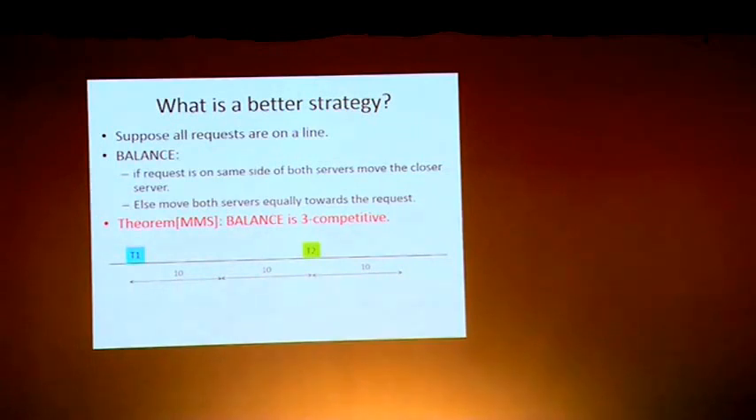So what is the algorithm? Again, the algorithm is very simple. If the request arrives on the same side, there are just 2 servers, these 2 teams. If the request arrives on the same side, then move the team which is closer. If the request arrives in the middle, then you do something strange. You actually move both the teams towards the request.